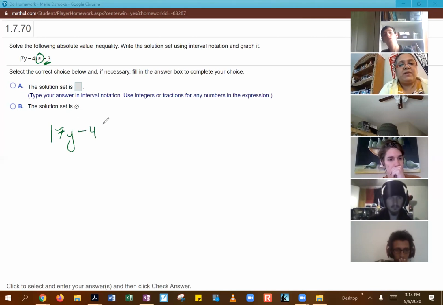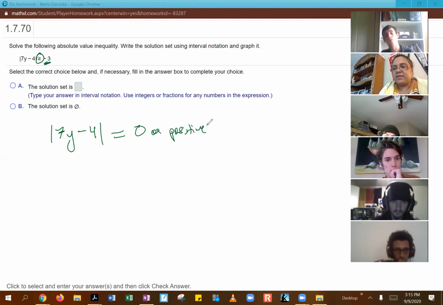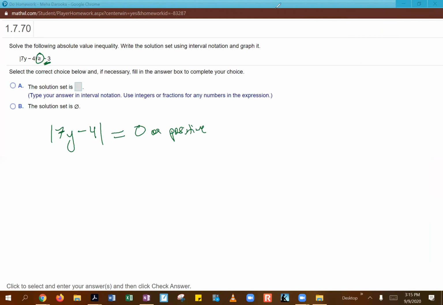Now, whatever value we use for y, we know this answer either has to come out to be 0 or it will come out to be a positive number, because that's how absolute values work. So just to show you, let's pick some values for y over here. We can start with something simple like y equals 0. So if we do absolute value of 7 times 0 minus 4, what kind of answer are we looking at with this?